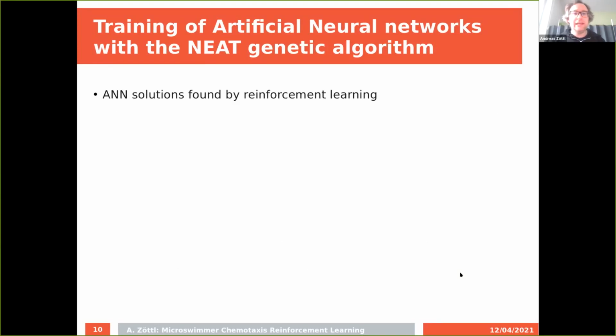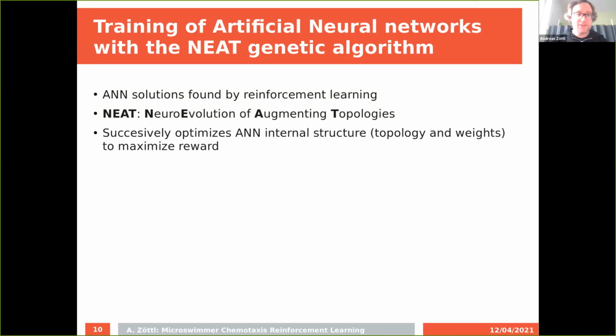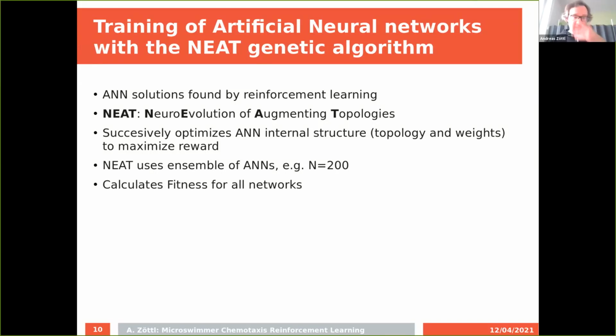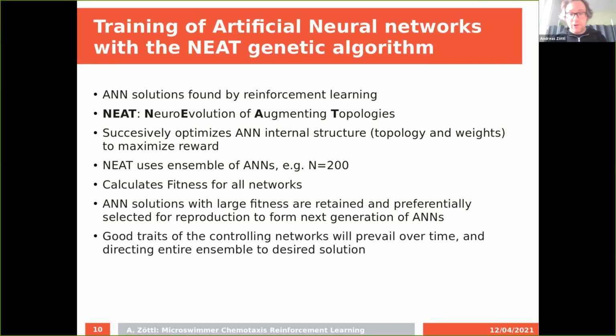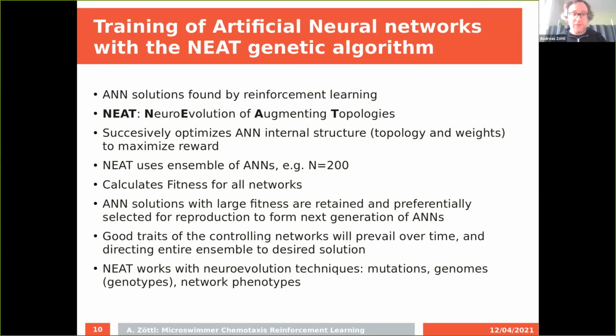Okay, so quickly, how do we do the training? We use the NEAT genetic algorithm, and it can do reinforcement learning. NEAT means neuroevolution of augmenting topologies. So it uses genetic methods, and it optimizes the structure of the artificial neural networks, the topology and the weights to maximize the reward, and also removes unnecessary links between nodes. It uses an ensemble of artificial neural networks, for example, an ensemble size of 200. And you can calculate the fitness for all the networks. And the ANN solutions with the large fitness are retained and preferentially selected for reproduction to form a next generation of ANNs. And then the good traits of the controlling networks will prevail over time, and it will direct the entire ensemble to the desired solution. And it's doing this with these neuroevolution techniques, like using mutations and genomes and genotypes and networks phenotypes.